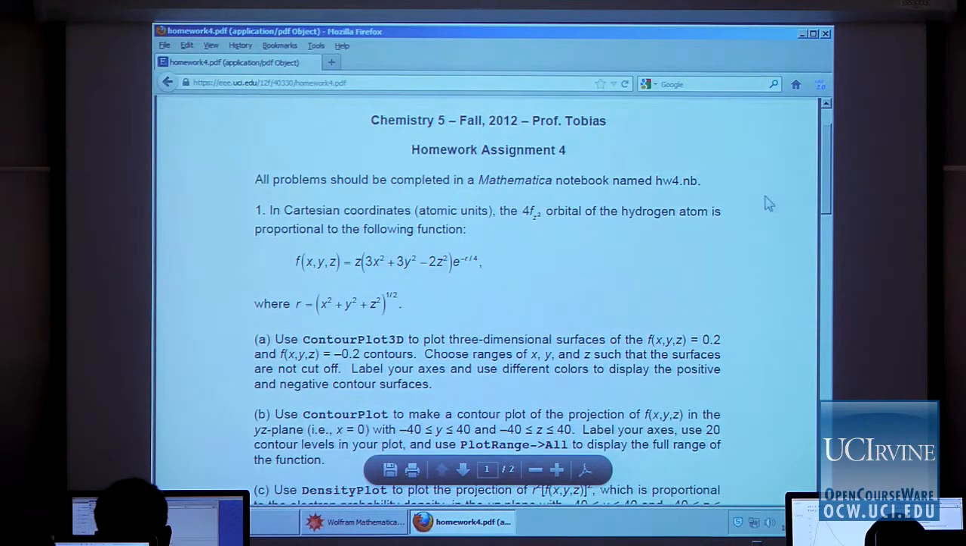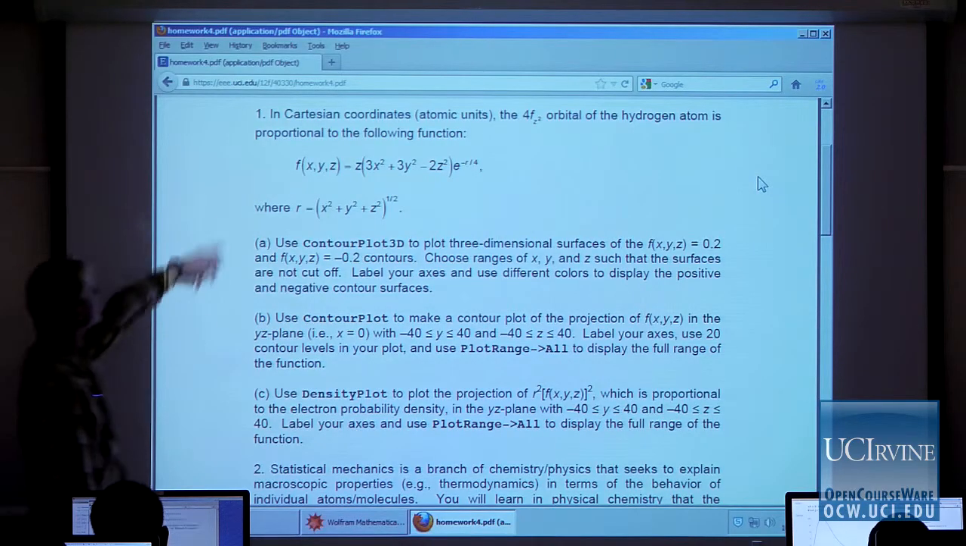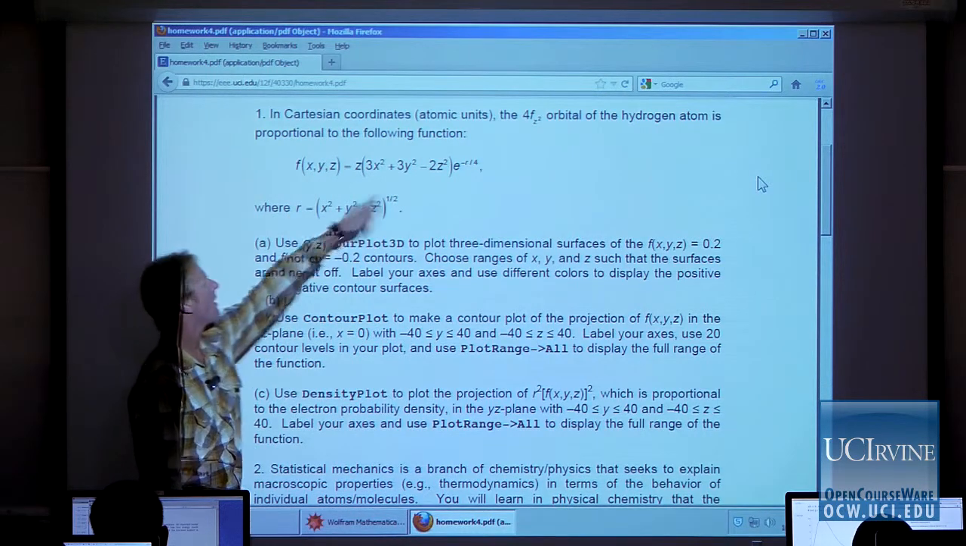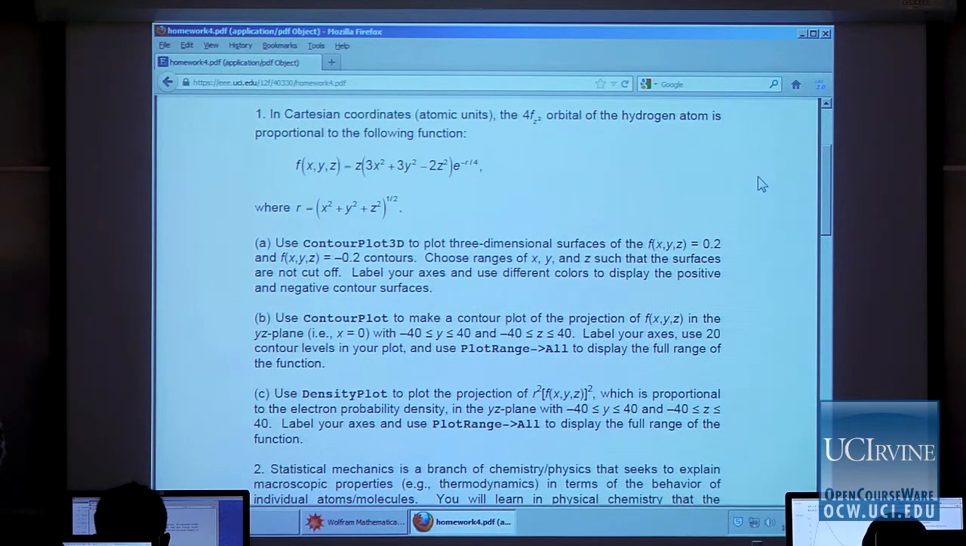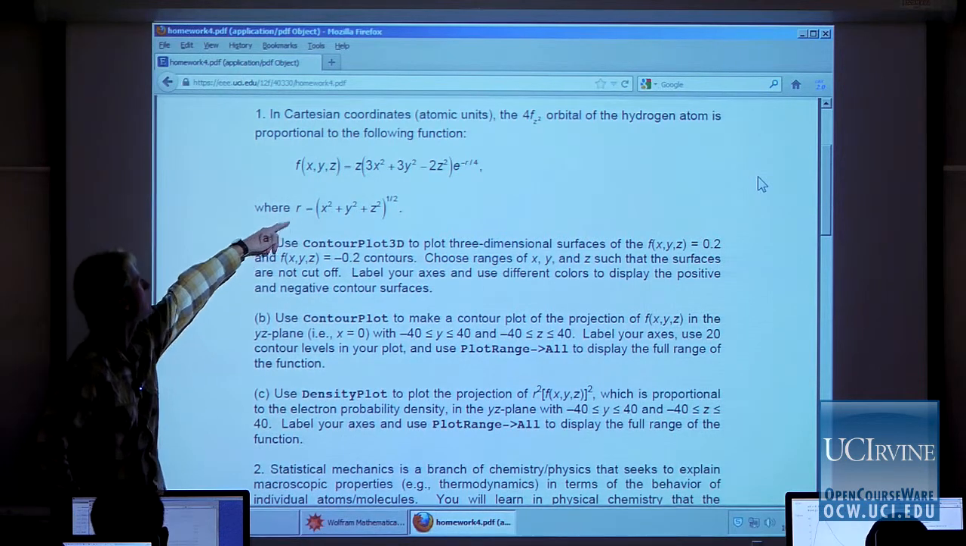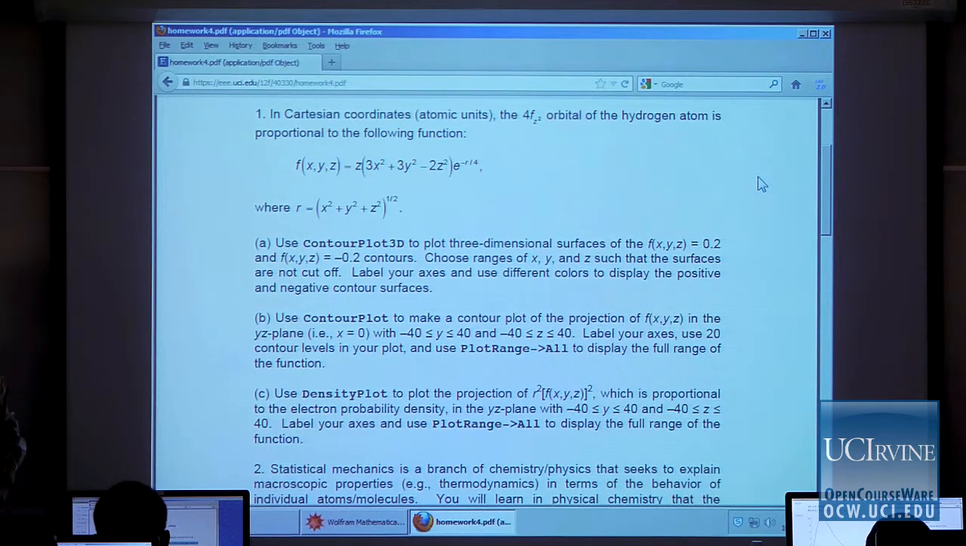Okay, so there's 3 problems in the homework this week. And the first one, you're going to use different plotting techniques to have a look at the 4fz squared orbital, hydrogen-like orbital, okay? Which in Cartesian coordinates has this form, where r in the exponent is given in the Cartesian coordinates like that. So this will be very similar to examples we did in class. You define this function as a function of x, y, and z, and that one. And then you're going to use ContourPlot3D to plot the orbital. And you're going to plot 2 contours, one corresponding to positive amplitude, or amplitude equals 0.2.